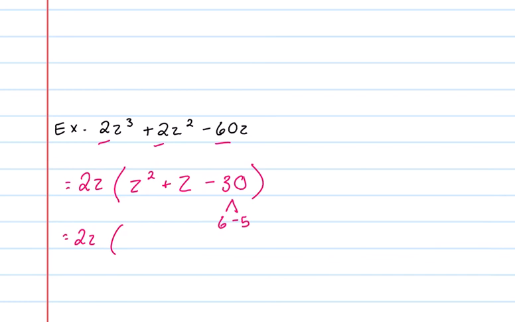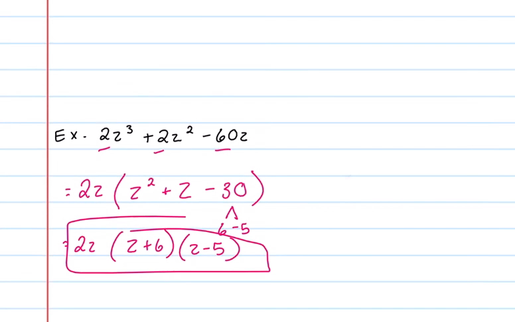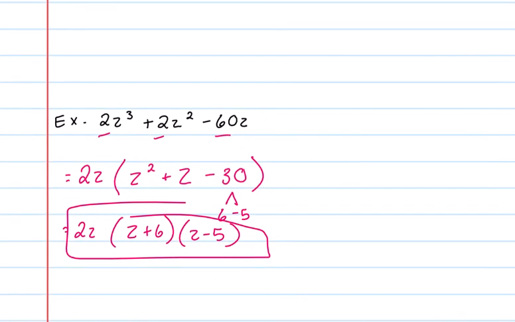2z times z plus 6 times z minus 5. Alright, and that is the complete factorization. There's 3 different chunks there. Alright, so if instead this were to say solve, it had this set equal to 0, you would have to take each of these and set it equal to 0. Alright, but here it just says factor.